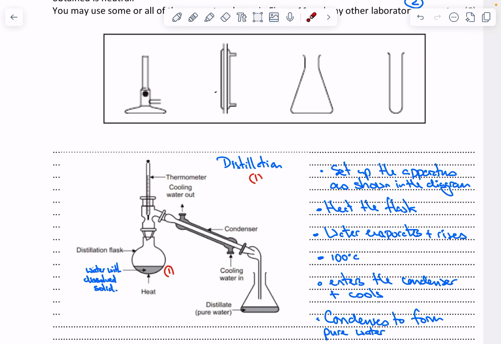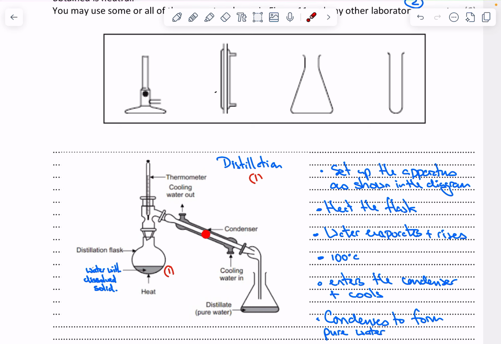So we've got our flask. In this, you could use the conical flask instead if you wanted to, and then you'd have your test tube under here, but we use a round bottom in class, so I've drawn it that way. Okay, this is where our water with our dissolved solid is, and once we've set this all up, we're going to heat this, so heat the flask. The water will evaporate and the water will rise up through the flask. Once it's hot enough, this thermometer here will read 100 degrees because that's the temperature water boils at.